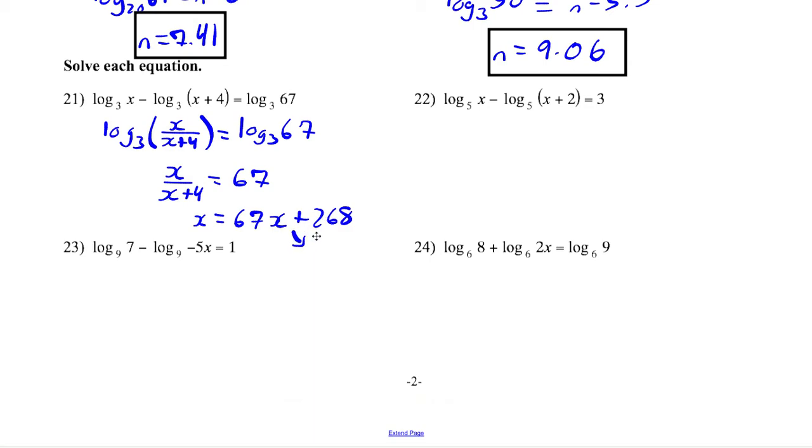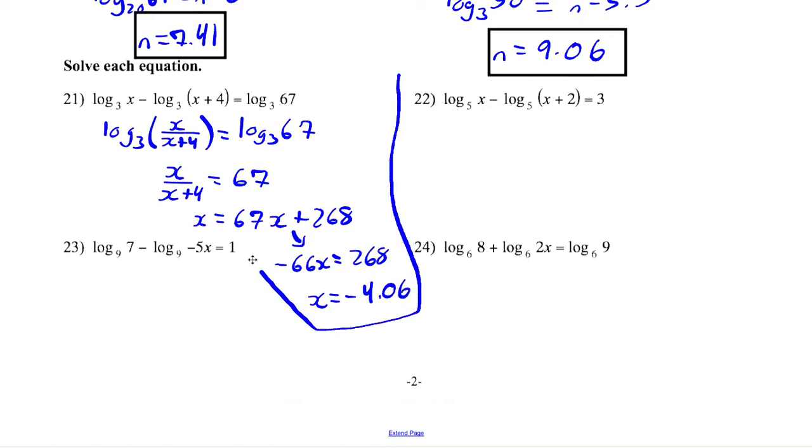So we can combine our like terms, so we get negative 66x is equal to 268. So x is equal to negative 4.06.